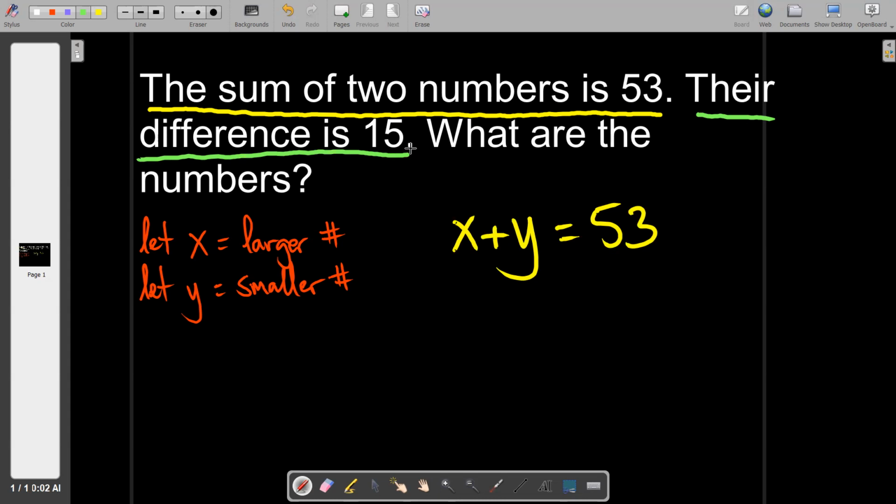What is that second, that green one? X minus y equals 15. I agree. So the difference means to subtract. So that green thing in plain English means that two numbers, when being subtracted by each other, equal 15. And there we have a system of equations.